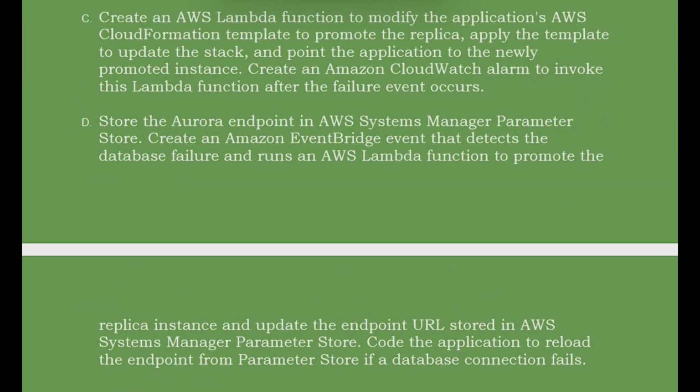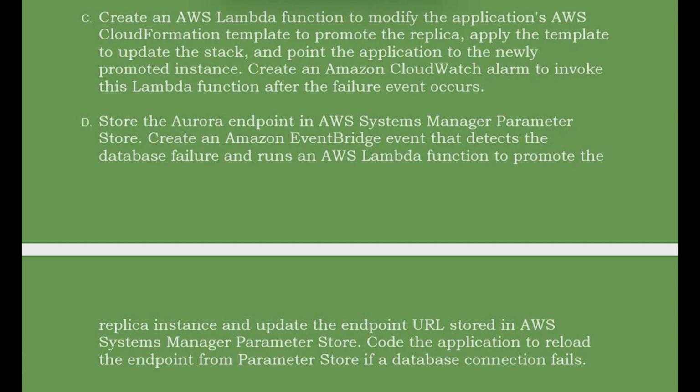Option C. Create an AWS Lambda function to modify the application's AWS CloudFormation template to promote the replica. Apply the template to update the stack and point the application to the newly promoted instance. Create an Amazon CloudWatch alarm to invoke this Lambda function after the failure event occurs.